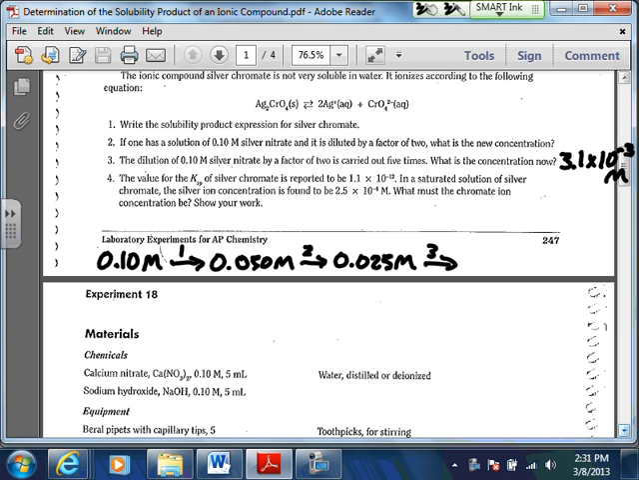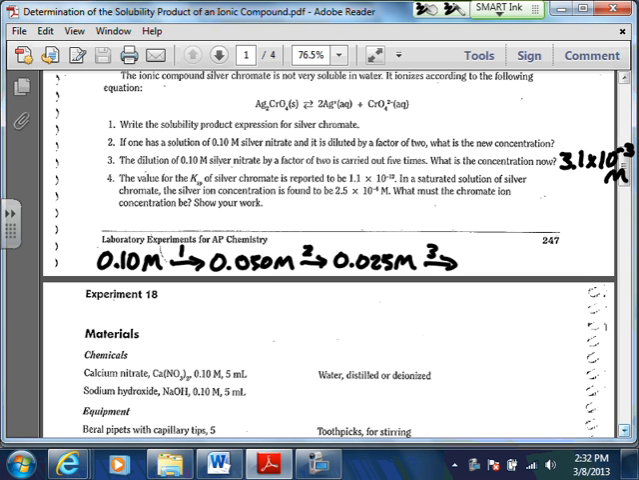The value of Ksp for silver chromate is reported to be 1.1 times 10 to the negative 12th. In a saturated solution of silver chromate, the silver ion concentration is found to be 2.5 times 10 to the negative, I think that's a 4. Let me look at the actual lab to make sure, because I can't read that number. Yeah, times 10 to the negative 4th. So the Ksp is 1.1 times 10 to the negative 12th, and the silver ion concentration is 2.5 times 10 to the negative 4th. What must the chromate ion concentration be? It says you have to show your work on that one.